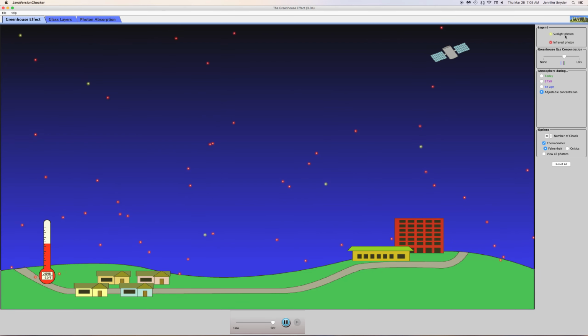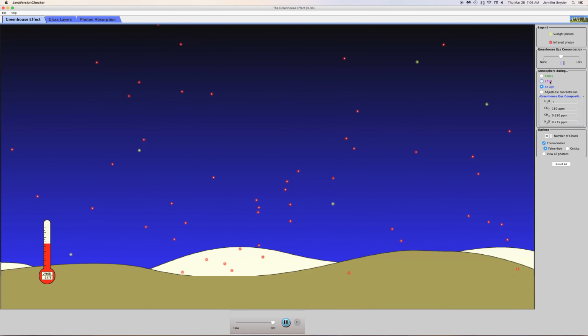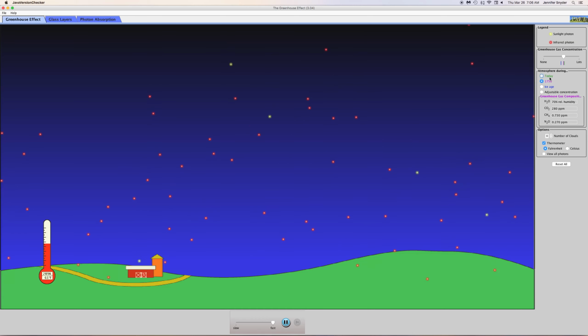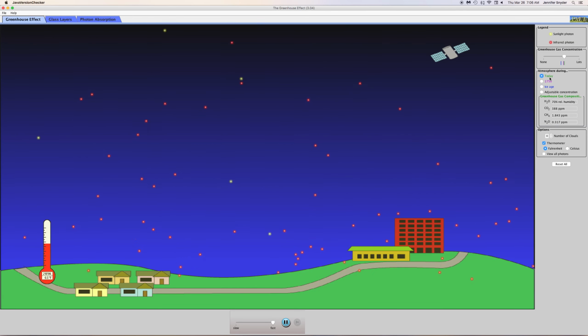On the top right, we have the key that yellow is for the sunlight and red is for the heat or infrared. I can change the greenhouse gas concentration. I can change what time of Earth history we're looking at. Are we going to look at the Ice Age? Are we going to look at 1750? Or are we going to look at today? And they have filled in the greenhouse gas concentrations for us. I can also change the number of clouds if I want to. And I can always check the temperature here on the bottom left.